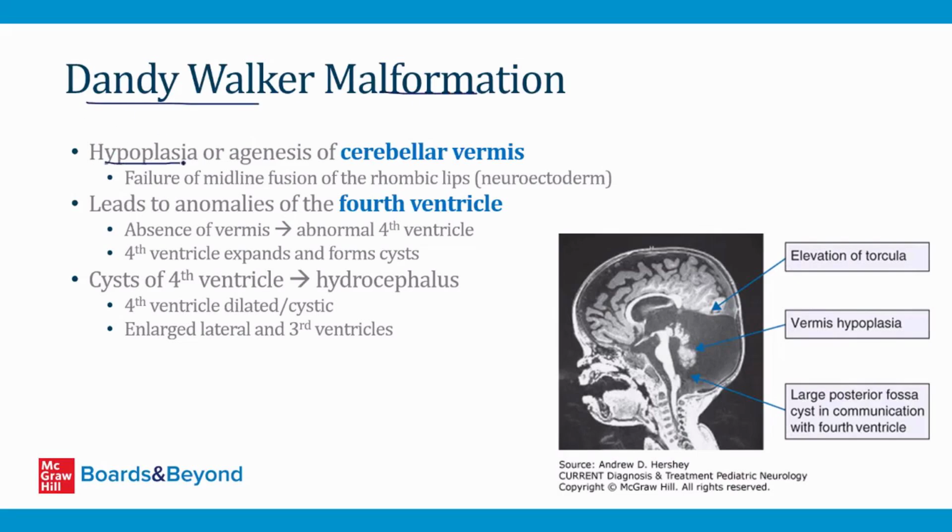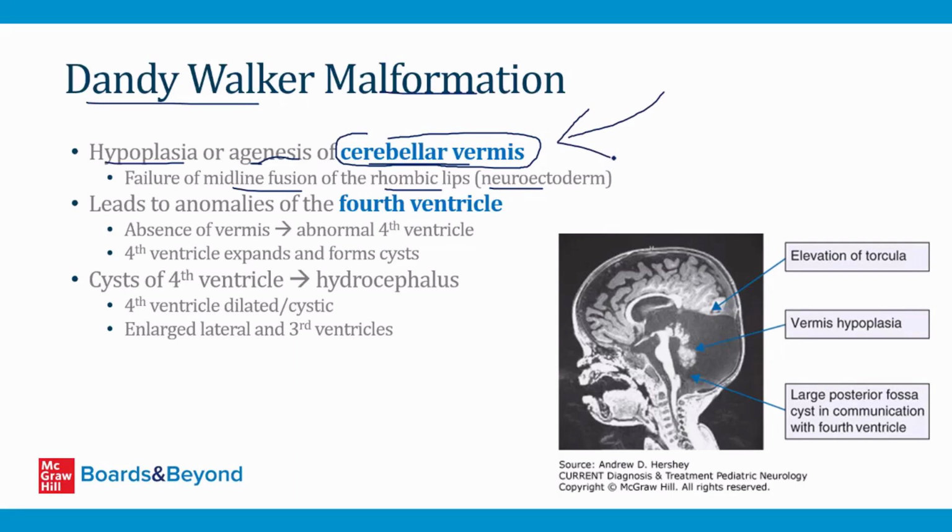This occurs when there's hypoplasia or agenesis of the cerebellar vermis. So the vermis, as we talked about before, is a midline structure of the cerebellum. And if it is underdeveloped or doesn't develop at all, that can lead to a Dandy-Walker malformation. This is believed to occur because of failure of midline fusion of embryologic structures called the rhombic lips. These are neuroectodermal structures that fuse to form the cerebellar vermis. And if that doesn't happen, you can get a Dandy-Walker malformation.